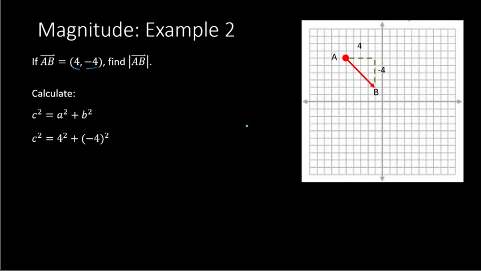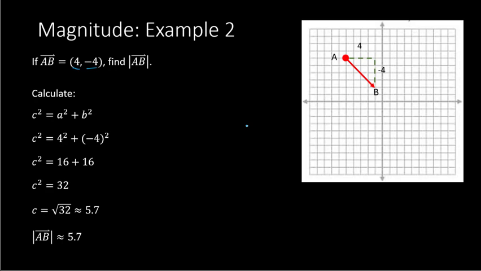So 4 squared is 16. Negative 4 squared is also 16. So 16 plus 16 is 32. So c squared is 32, which means c would be the square root of 32, which is approximately 5.7. So the magnitude of vector AB, the length from point A to point B, is approximately 5.7.